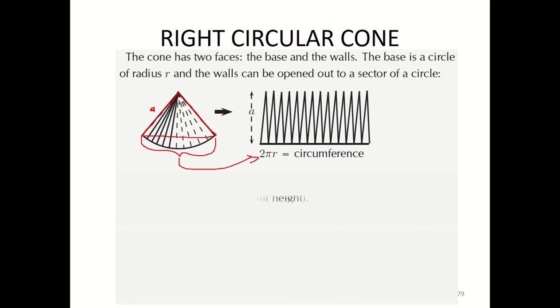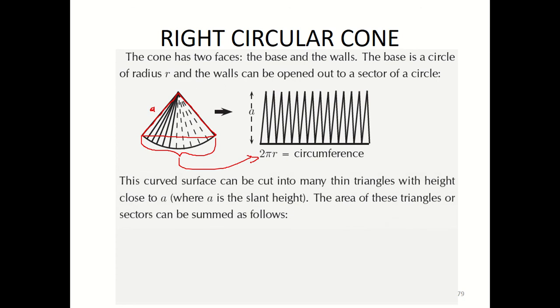Now if I wanted to calculate the area of that sector, I will follow the examples that we did earlier on when we calculated the area of a triangle. It is just half base times height. In this case, your height will be a, the base will be 2 pi r, and this is what you will get. So the area of my sector will simply be pi r a, where a is the slant height, and remember a is equal to the square root of r squared plus h squared.